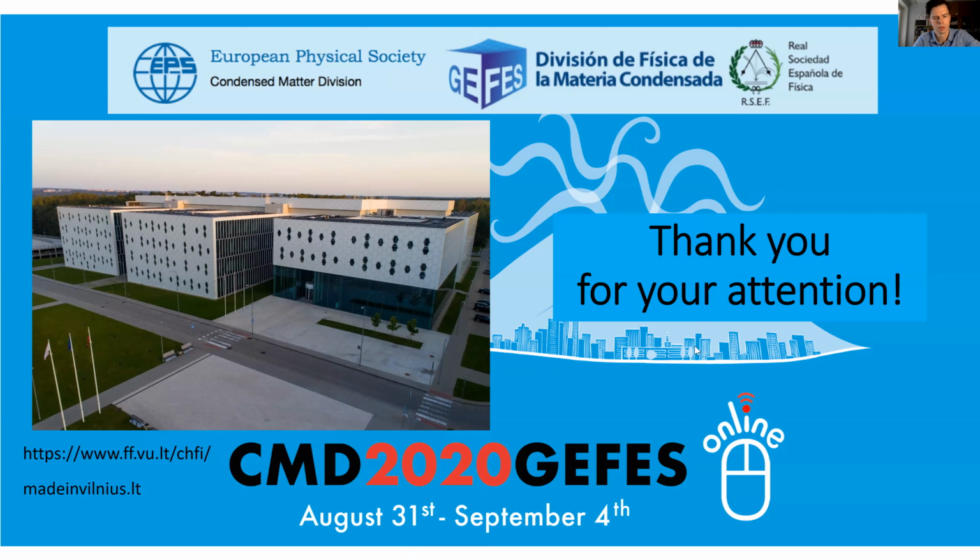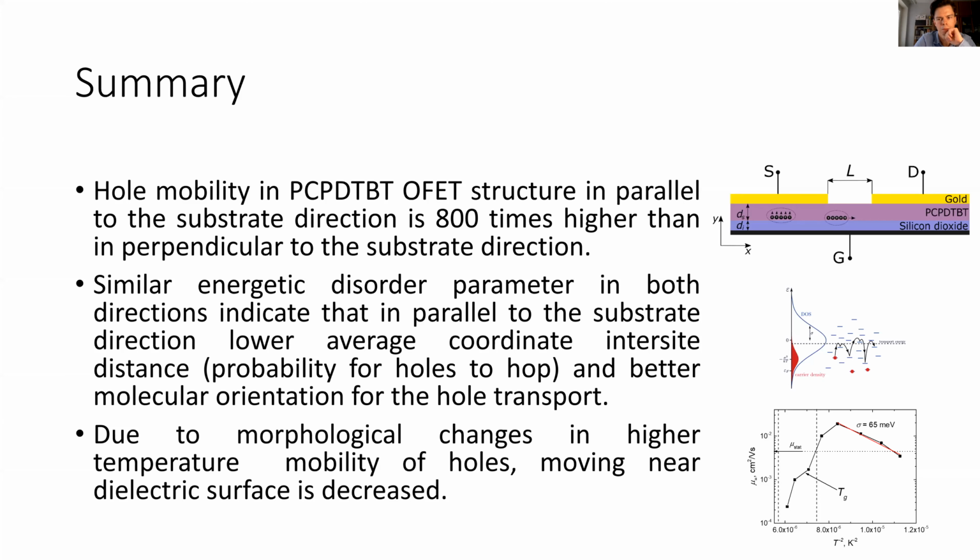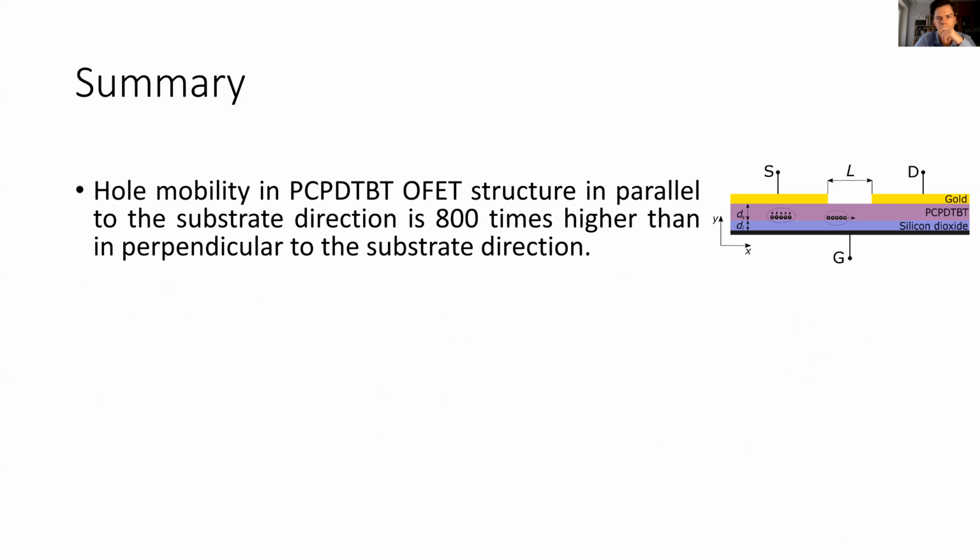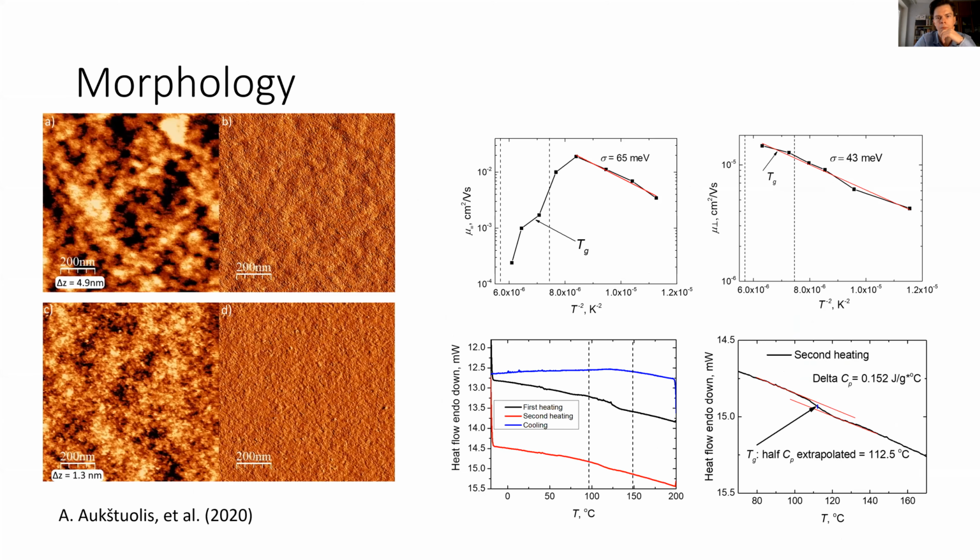I would have one, well, actually two. So one is the mobility versus temperature. You see there's this kink in the mobility at 72 Kelvin. Now, if you repeat the measurement, how does it look? Is it reversible?